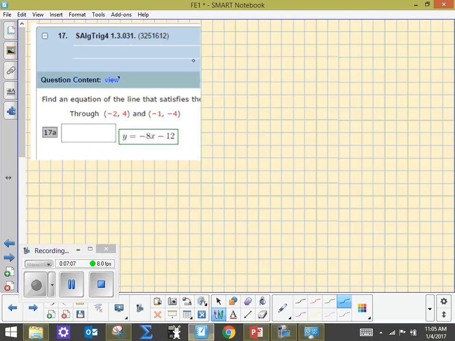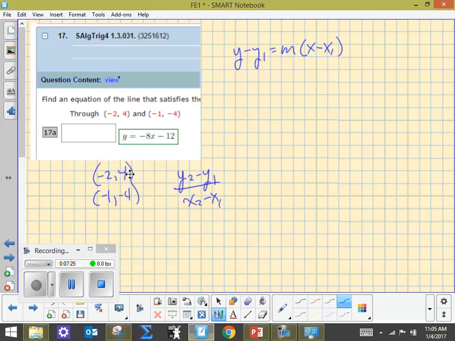This problem here is trying to use that formula, y minus y1 equals m times x minus x1. We need the slope, so negative 2, 4, and negative 1, negative 4. The slope, remember, is y2 minus y1 over x2 minus x1. So I'm just going to subtract my y's. So I go 4 minus negative 4. And then I'll subtract my x's, negative 2 minus negative 1. So 4 minus negative 4 gives me 8. Negative 2 plus 1 gives me negative 1. So my slope then is negative 8. So that's my m value here.